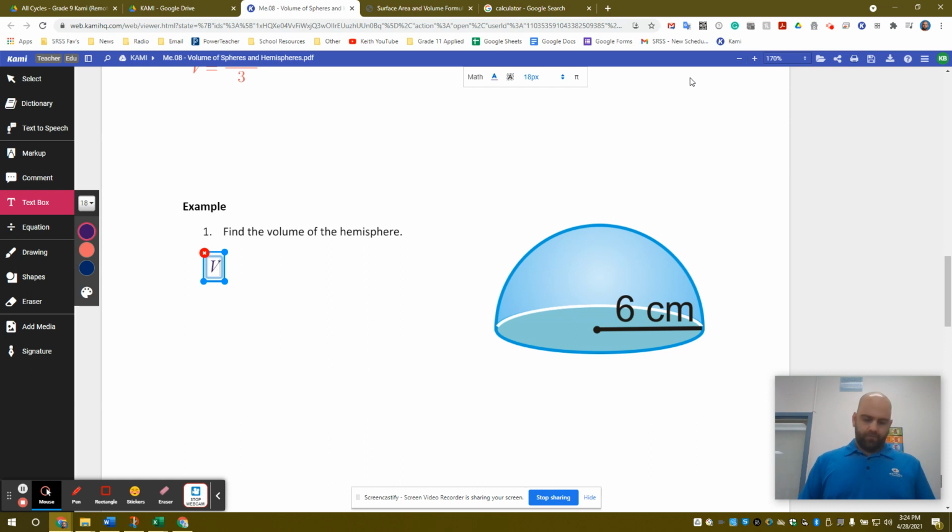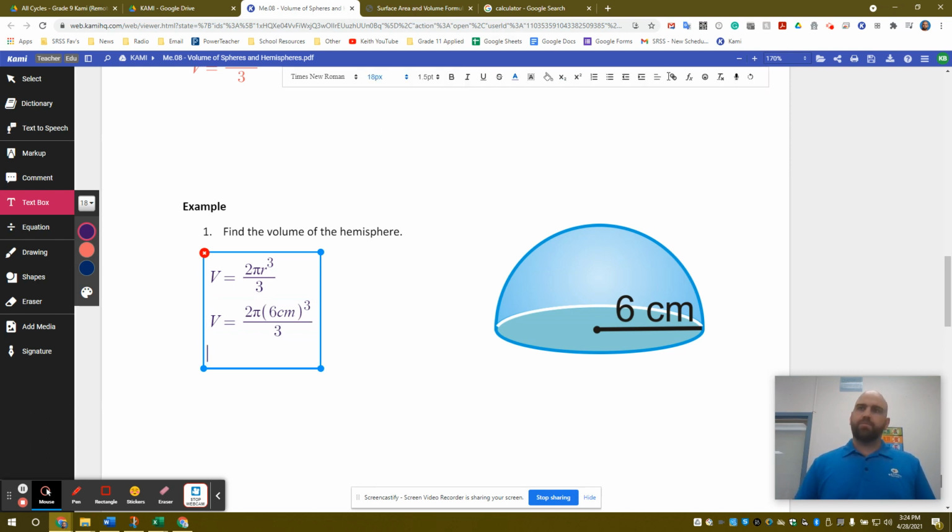So volume is equal to 2 pi r cubed divided by 3. We have our radius, so we don't have to go any farther than that. I just want to double check. Yeah, okay, I did that. So volume is equal to 2 pi, and we're going to put in 6 centimeters cubed, divided by 3. We're going to put that into our calculators.